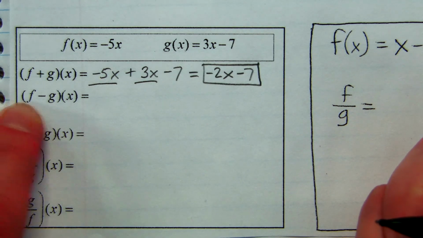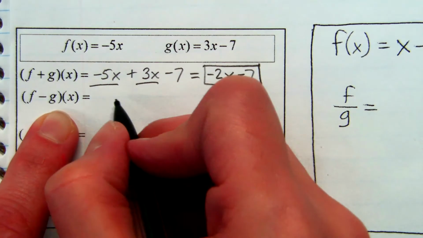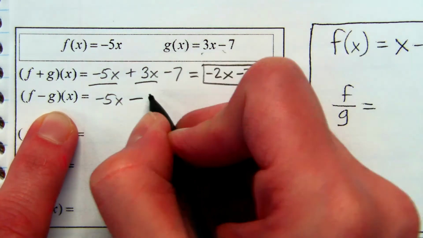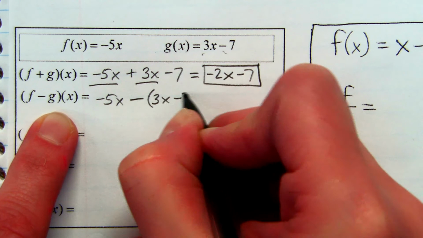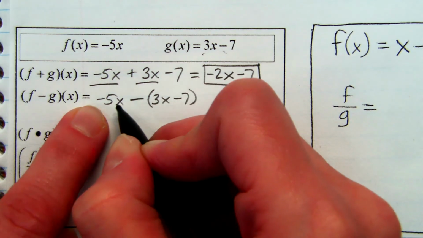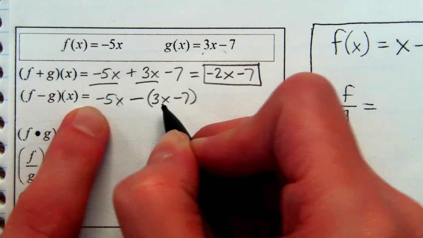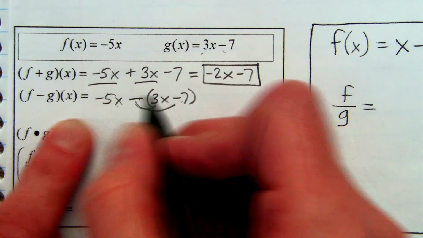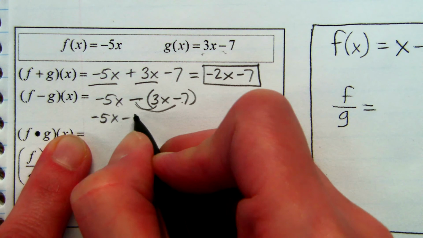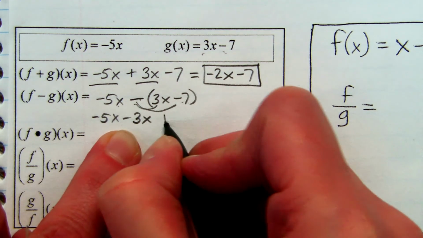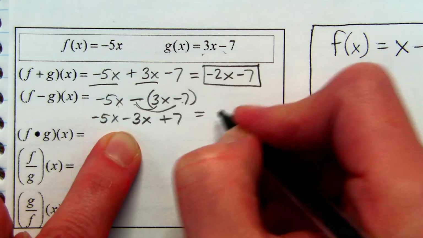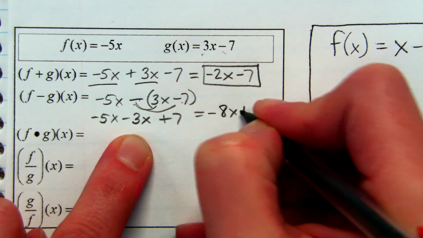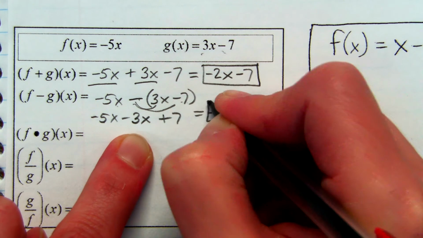If I have f minus g, then I would have negative 5x minus, and I've got 2 terms here, so I do use parentheses, at least for that part. Since this only has 1 term, it's not really a big deal. This has 2, so I have to make sure I'm subtracting both of them. So this becomes negative 5x minus 3x plus 7. And then I can put the negative 5 and the negative 3 together, make negative 8x plus 7.